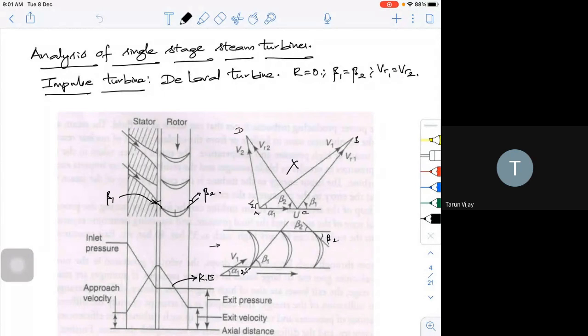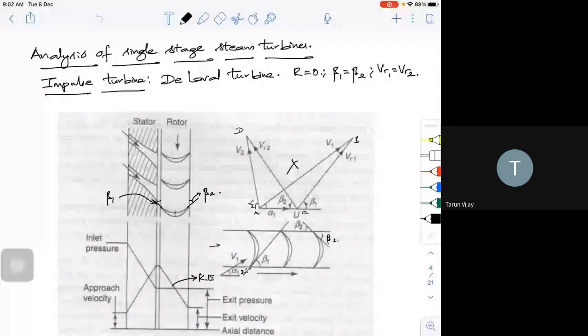On the HS diagram, how the expansion will take place, then the classification of the steam turbines, and then we look into what we mean by compounding of steam turbines: pressure compounding, velocity compounding, and pressure-velocity compounding. Further, we have to look at the expressions for work done for both single stage impulse as well as reaction turbines. Let's look one by one. So that we call it the analysis of a single stage steam turbine.